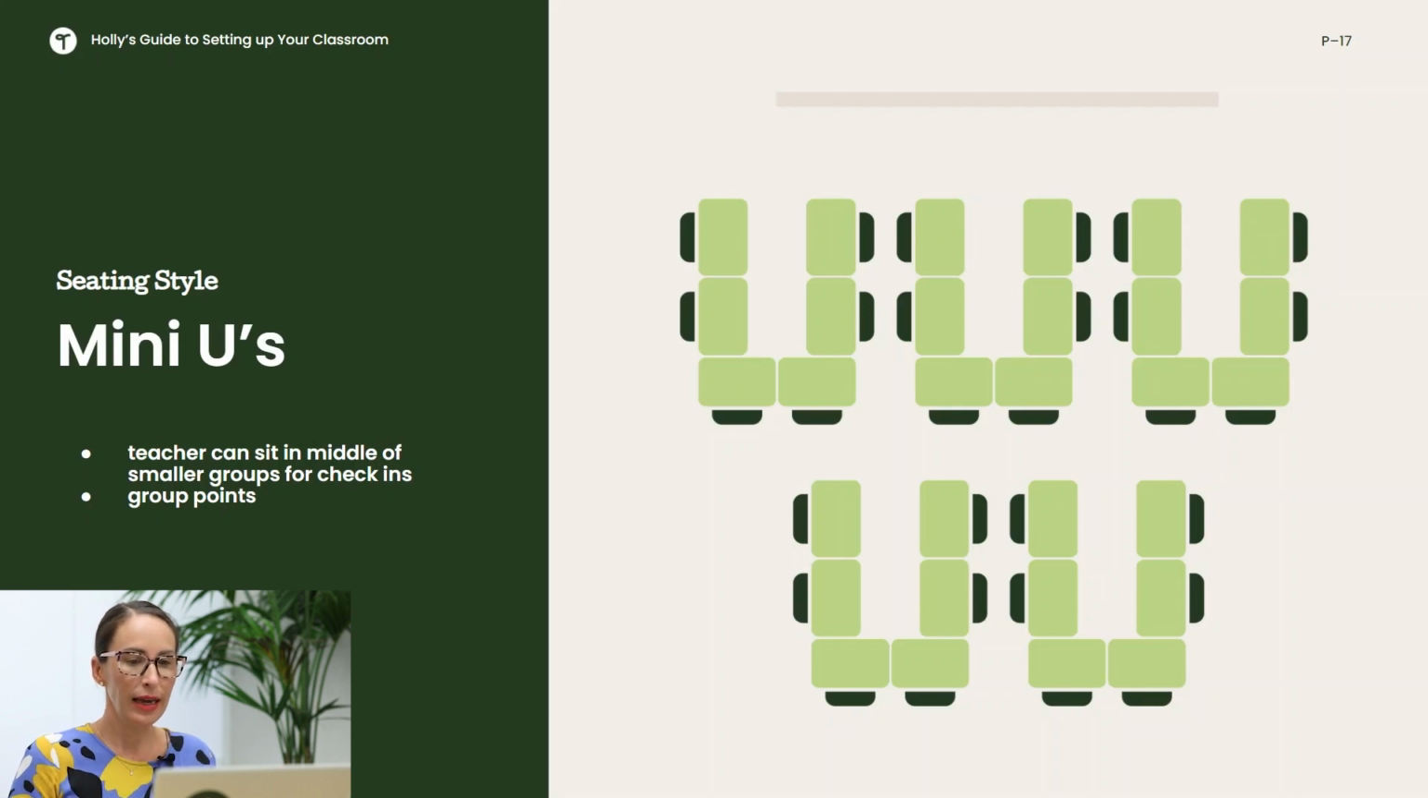Okay, mini U's. So obviously similar to the groups of 6. The benefit of this one is that the teacher can actually sit in each of the little U's and talk to each of the small groups as well. So not only can you do one-to-one feedback with a student, you can also do it in a smaller group, and it just makes it easy because the students are just sitting around you then. That's a great aspect of this seating arrangement, as well as obviously they're in groups, so you can do the group points as well.